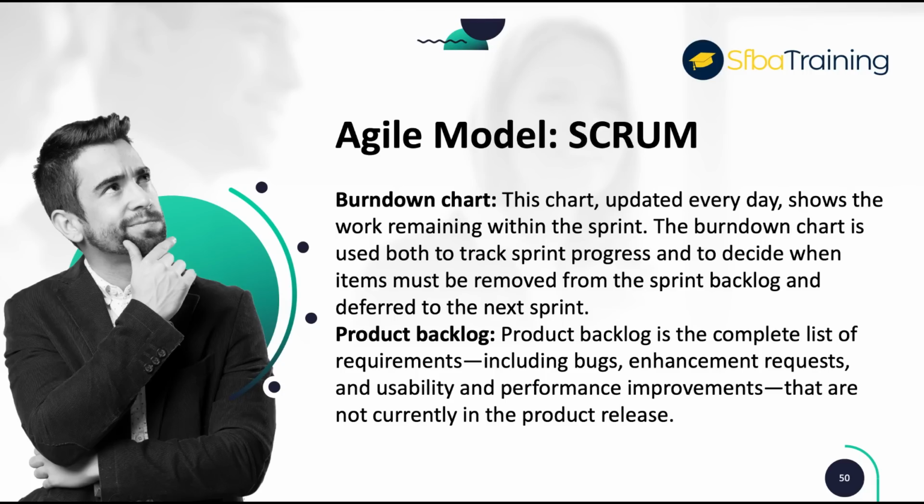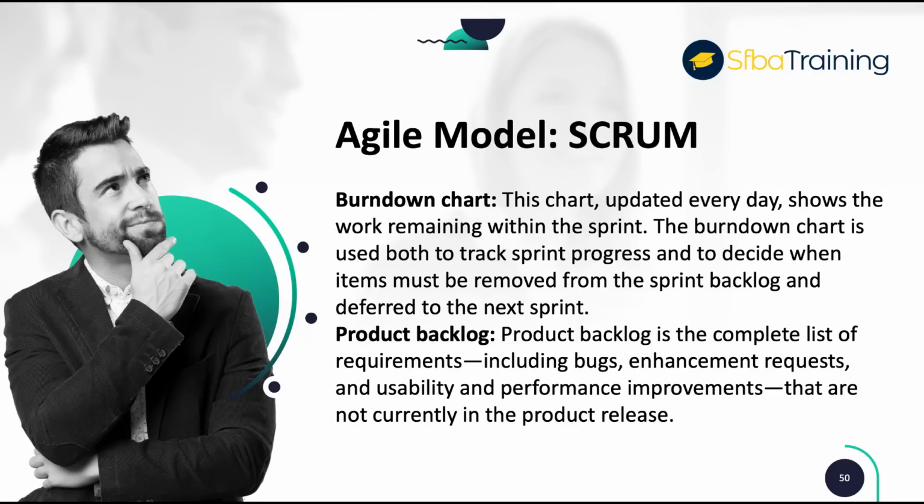Now let's talk about a few terminologies used in Agile methodology. Burn down chart. This chart, updated every day, shows the work remaining within the sprint. The burn down chart is used both to track sprint progress and to determine which items must be removed from the sprint backlog and deferred to the next sprint.